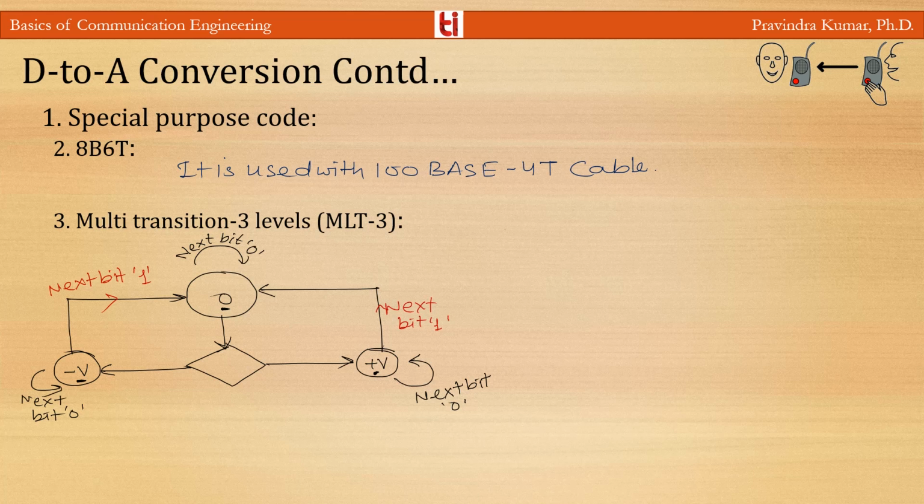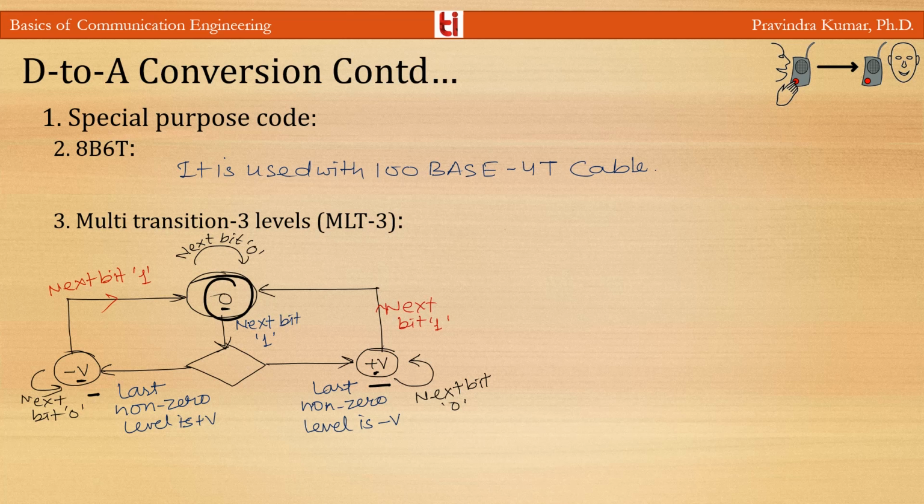If the next bit is 1 and the current level is not 0, meaning you are at plus V or minus V, then the next level is 0. And if the next bit is 1 and the current level is 0, then the next level is opposite to the last non-zero level. So if the last non-zero level is positive, the next level is negative, and if the last non-zero level is negative, the next level will be positive.